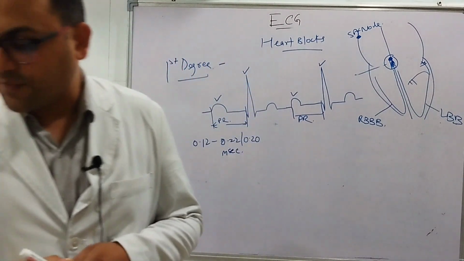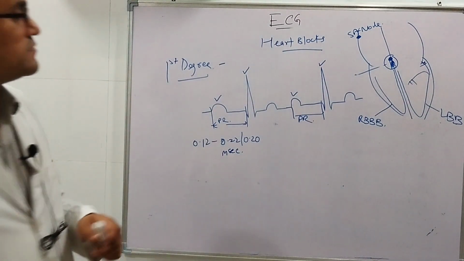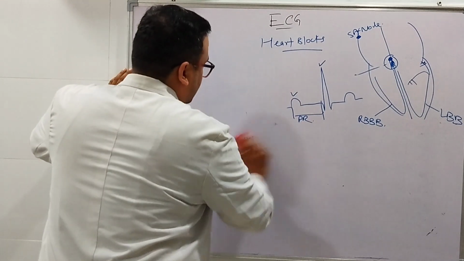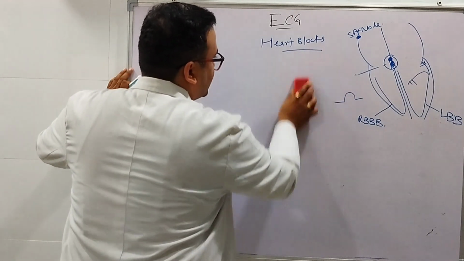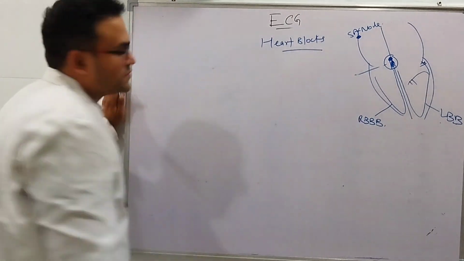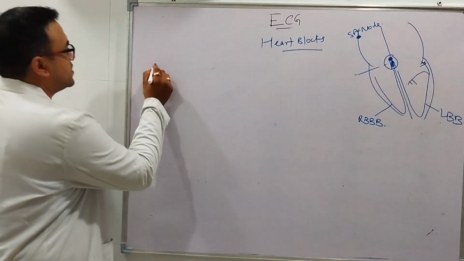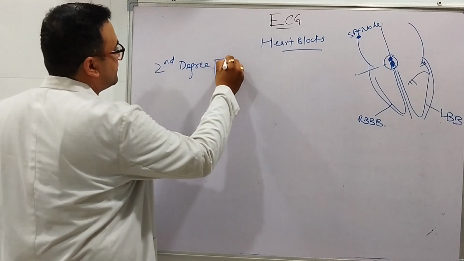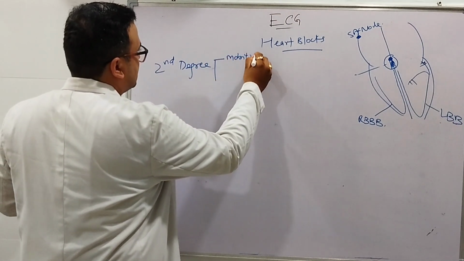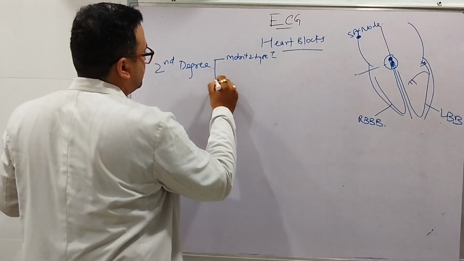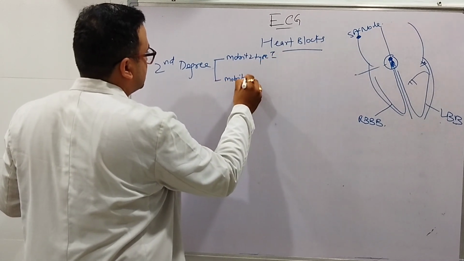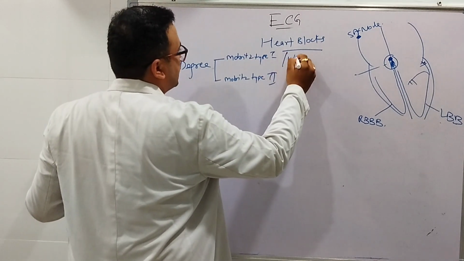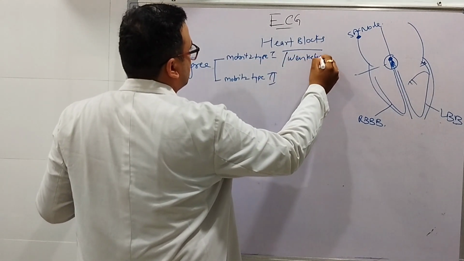In second degree AV block, we have two types: Mobitz type 1 and Mobitz type 2. Type 1 is also known as the Wenckebach phenomenon.